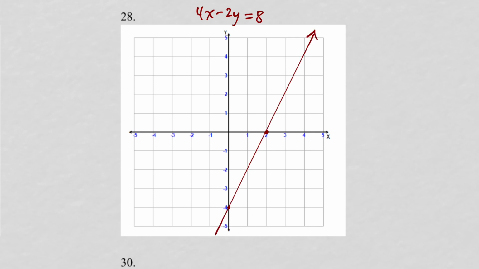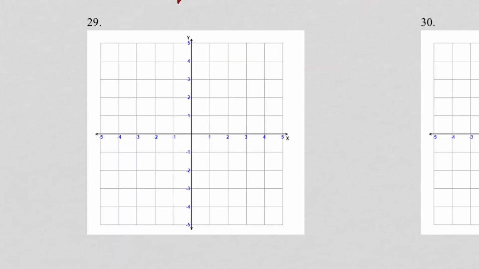And I put arrows on either side. That's it. For number 29, we're graphing y is equal to 3. So we go to the y-axis at 3 and put a dot. And this is a horizontal line through that dot. So there's our line. Put arrows on either side.